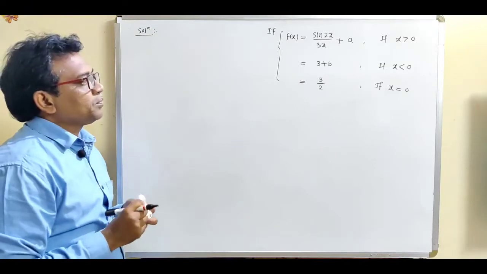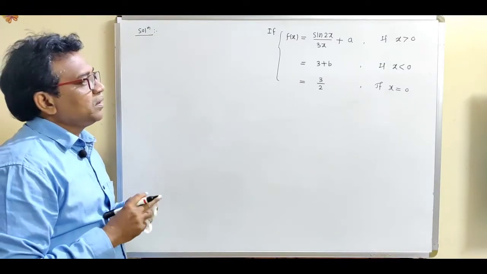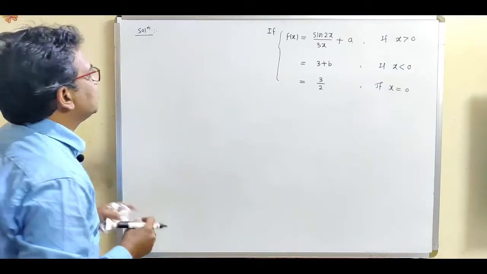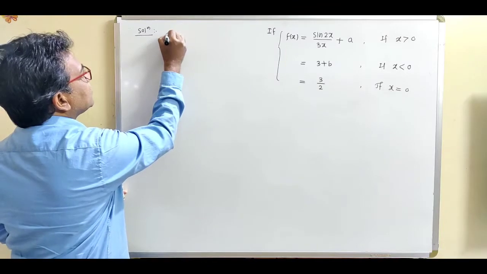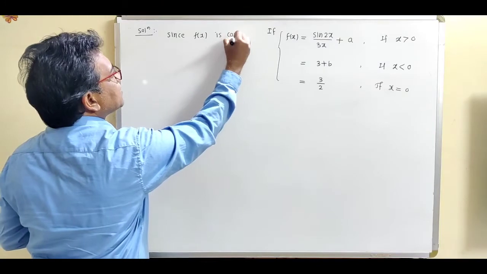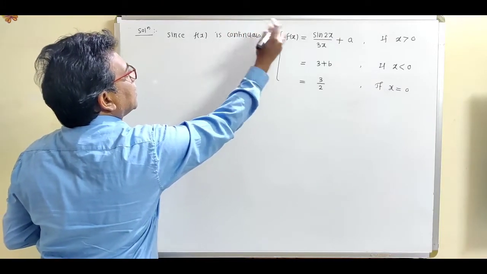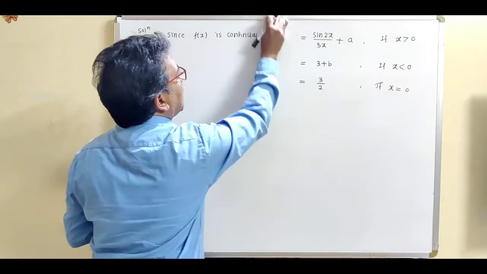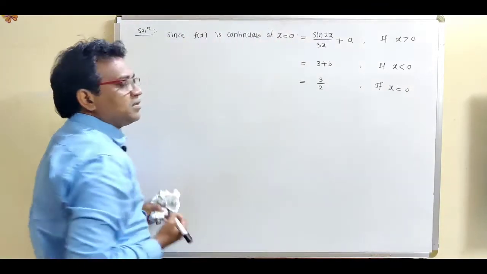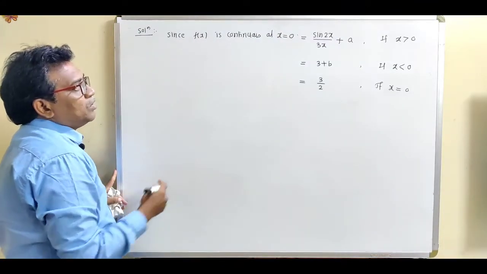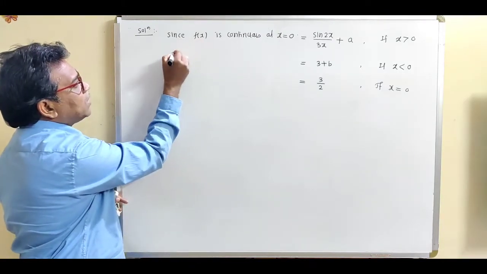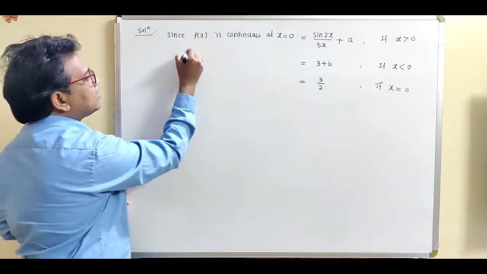So this is the solution. What is the given condition? f(x) is continuous at x equal to 0, that is the given condition. So write down the given condition. Since f(x) is continuous at x equal to 0, we can use the definition of continuity. Therefore, this is the definition.